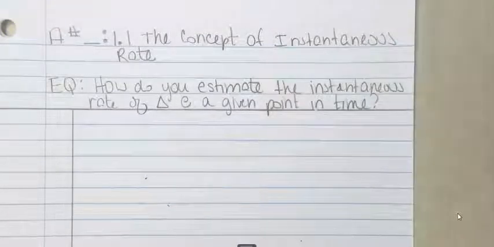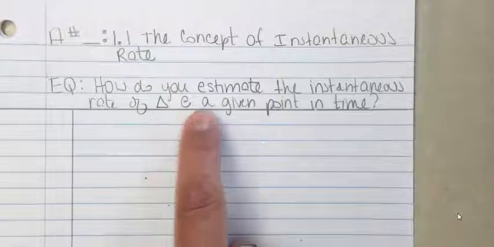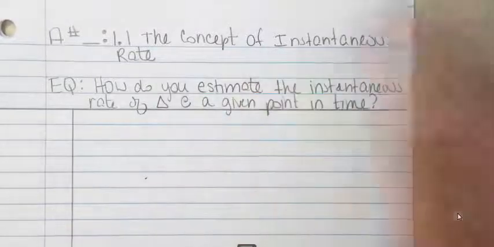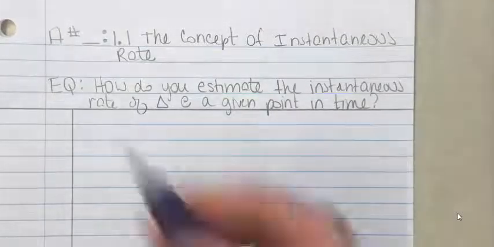All right, so moving on to 1.1, our assignment here is 1.1, the concept of instantaneous rate. And your essential question is, how do you estimate the instantaneous rate of change, and I used a delta for change, at a given point in time? I'm just going to remind you about average rate of change first, and then we'll get into instantaneous rate of change and what the difference is.